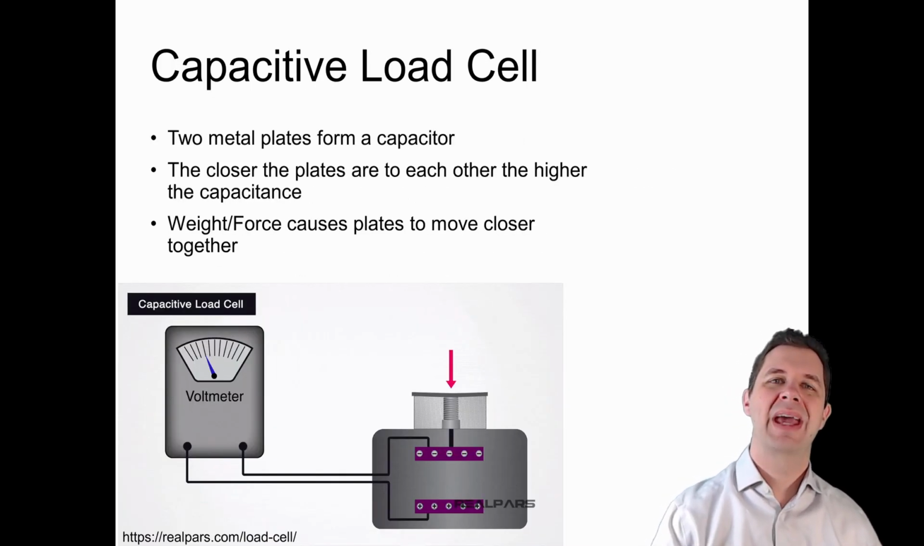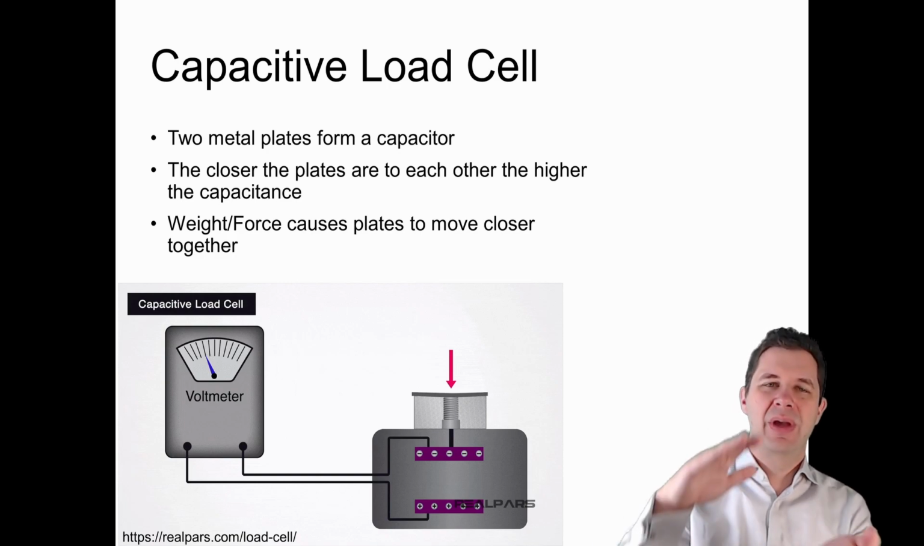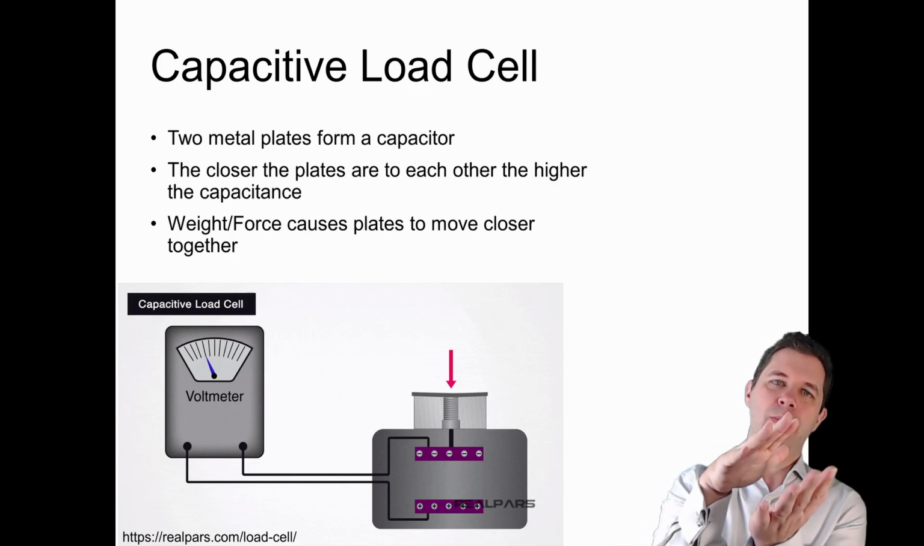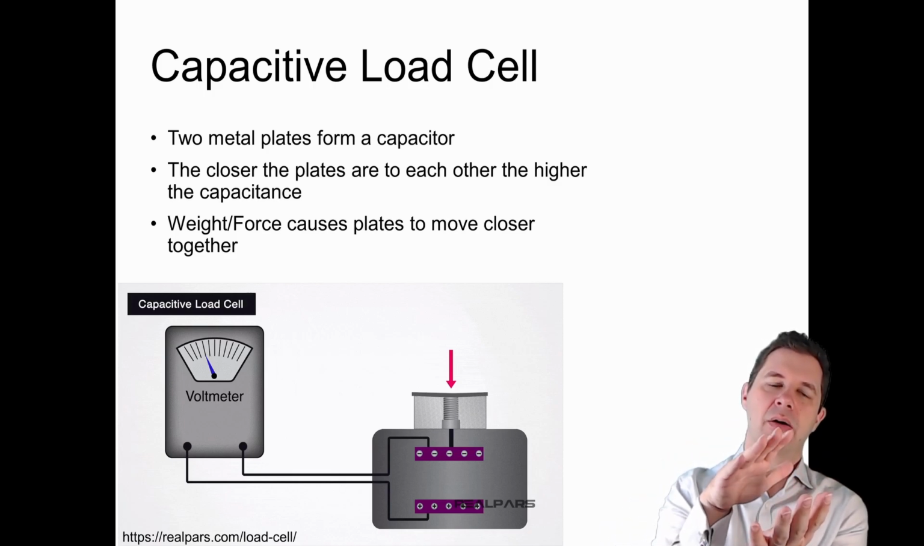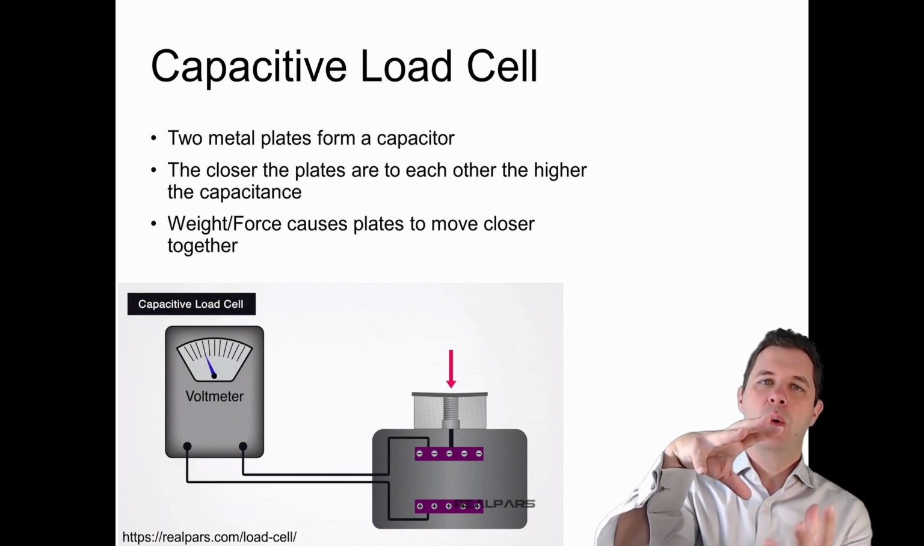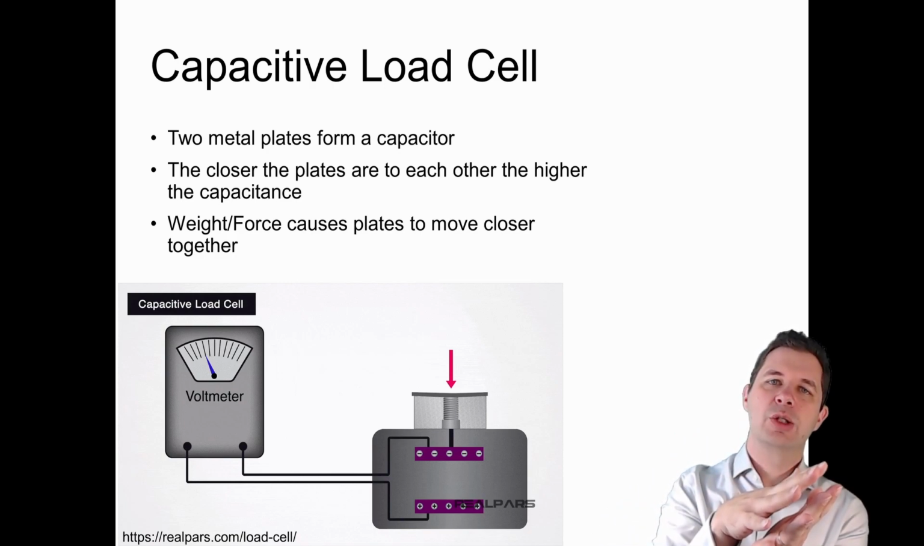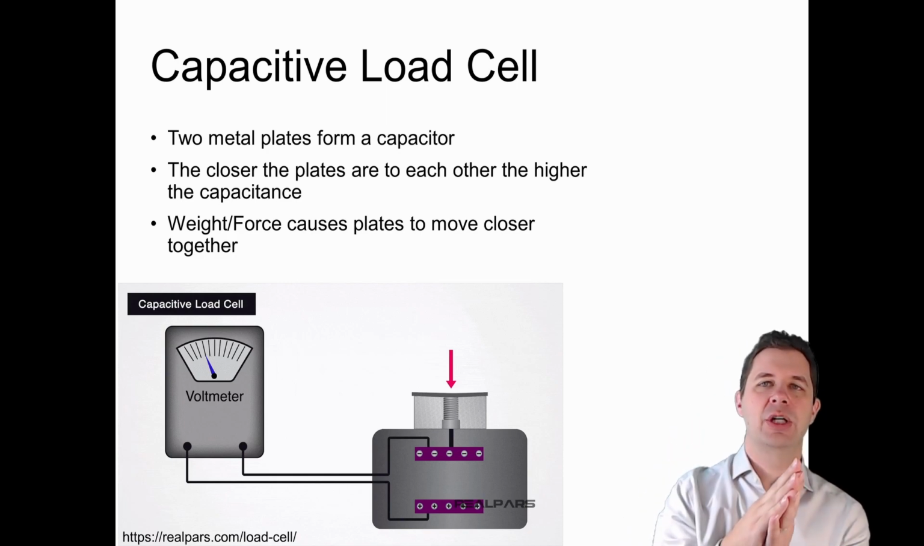Our final one that we'll look at is our capacitive load cell. Within our capacitive load cell, essentially we have 2 metal plates, and those metal plates form a capacitor. You remember a capacitor is something that can store an electric charge, back from first year. If those plates are bigger, we can store a bigger electric charge. And if those plates are closer together, we can store a bigger electric charge as well, compared to if they're further away from each other.